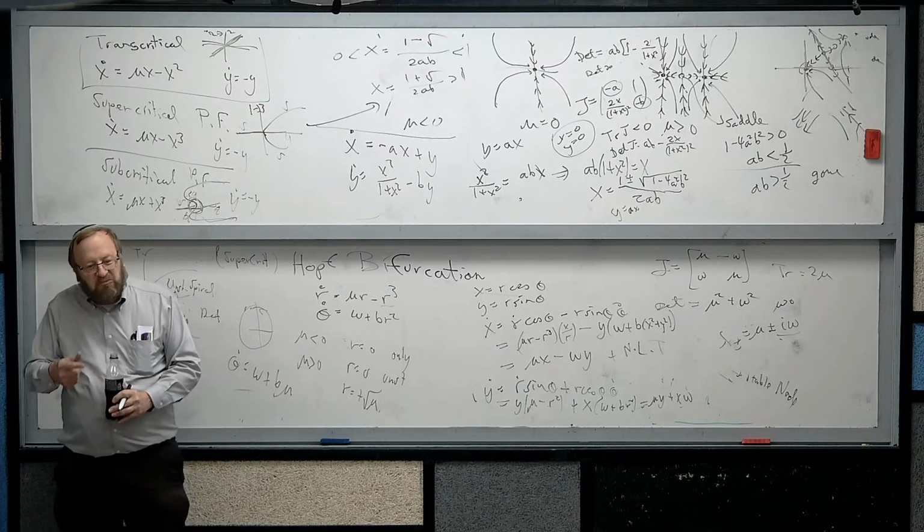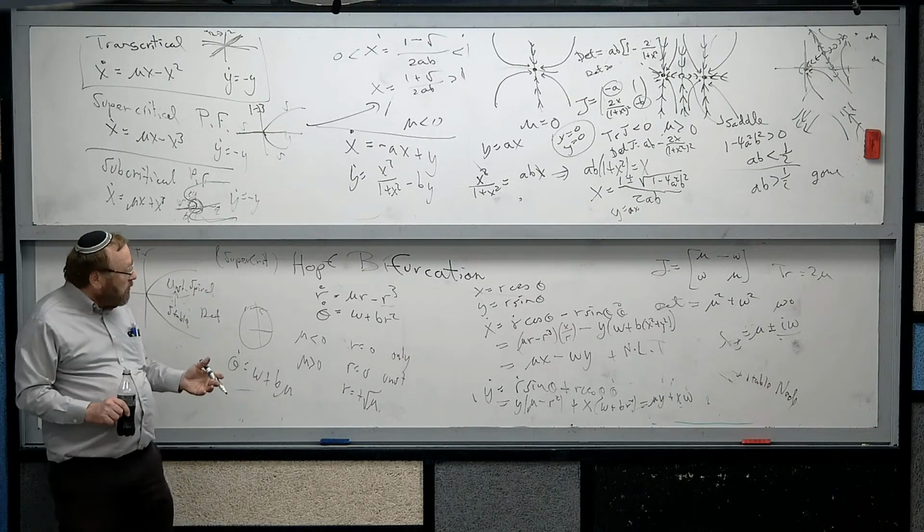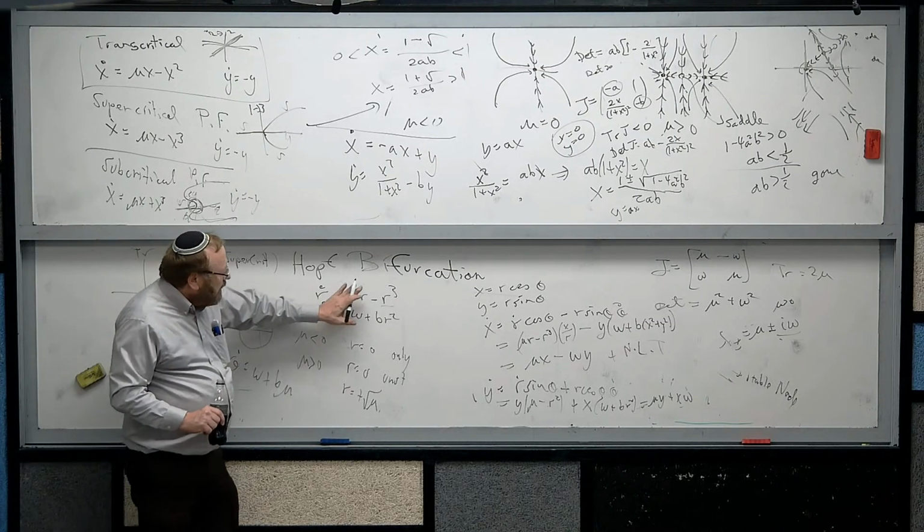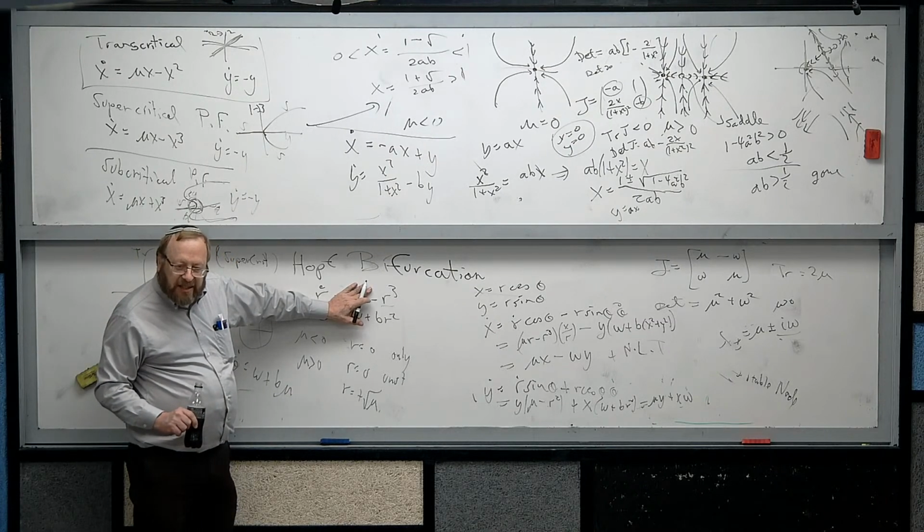So the only way to see what happens is to look. You see that when mu equals 0, it's stable, but it's only non-linearly stable, because r dot is minus r cubed.